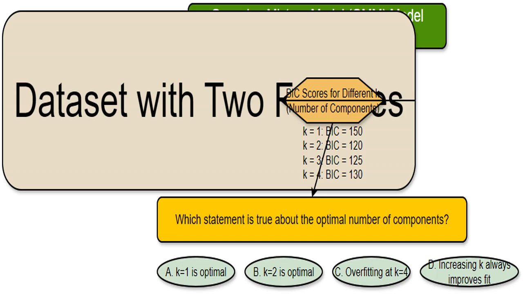This problem involves a dataset containing information described by two different characteristics or features. Think of it like describing a person. You might use height and weight as two features. The goal is to find the best way to group similar data points together using a Gaussian mixture model.